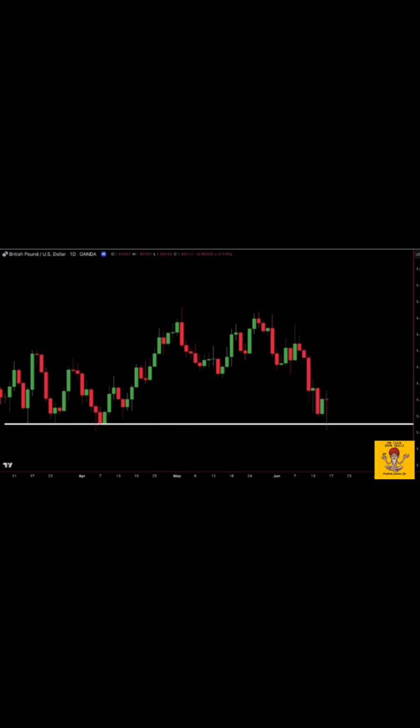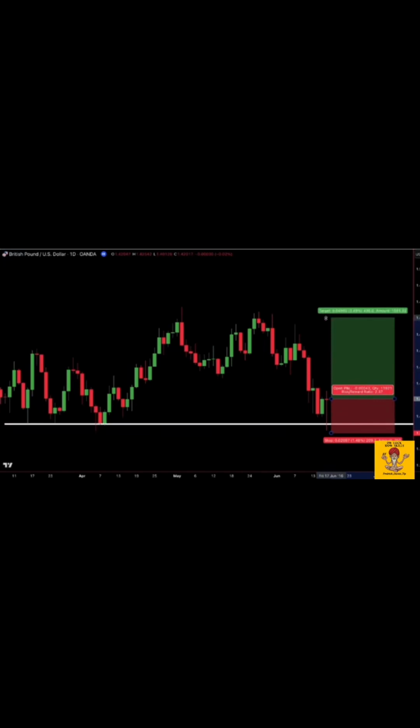Price pulls back again. And this time, we get a fakey setup, a textbook smart money trap. Price fakes a breakout below the support, drawing in breakout sellers, then quickly snaps back inside the range. That's our signal. You can enter at the close of the fakey candle, place your stop loss just below the wick, and aim for the next logical target.